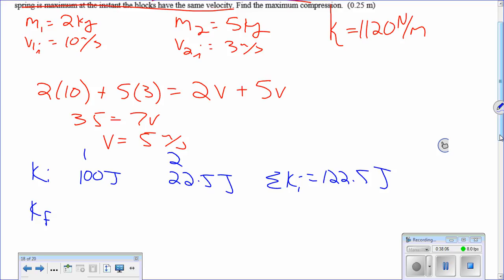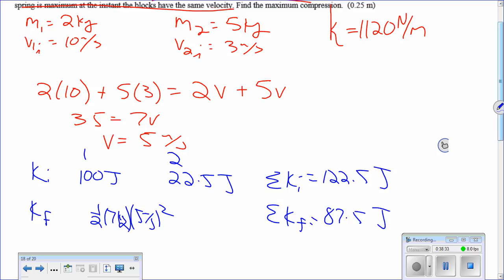Now, after the collision, I guess I didn't need to separate it into two chunks now, right? Now I've got a 7 kilogram block moving at 5 meters a second. So now my kinetic energy would be 1/2 of 7 kilograms times 5 meters a second squared. So my total kinetic energy final is going to be 25 times 3.5, so 87.5. Follow?